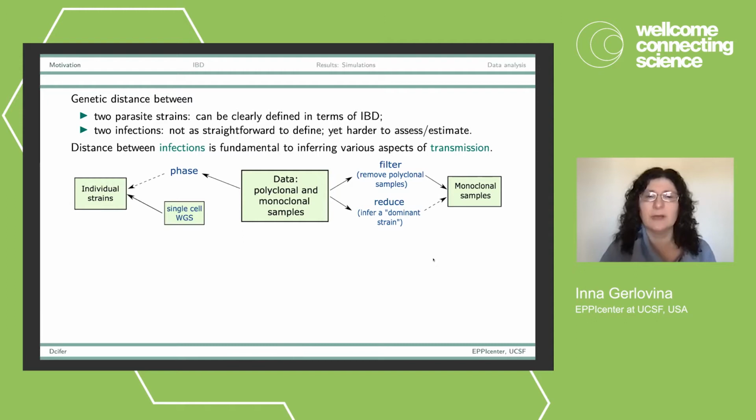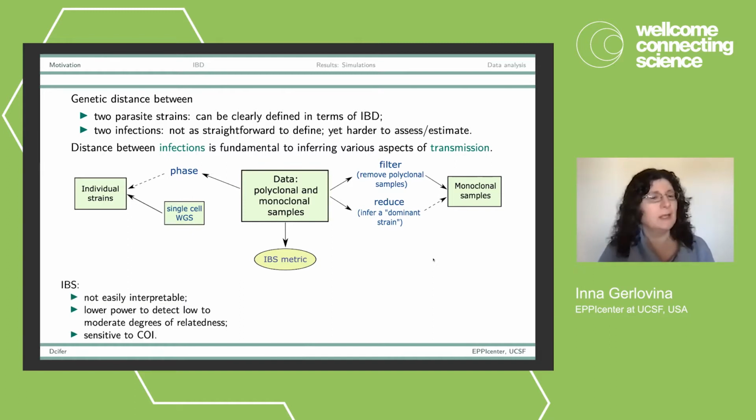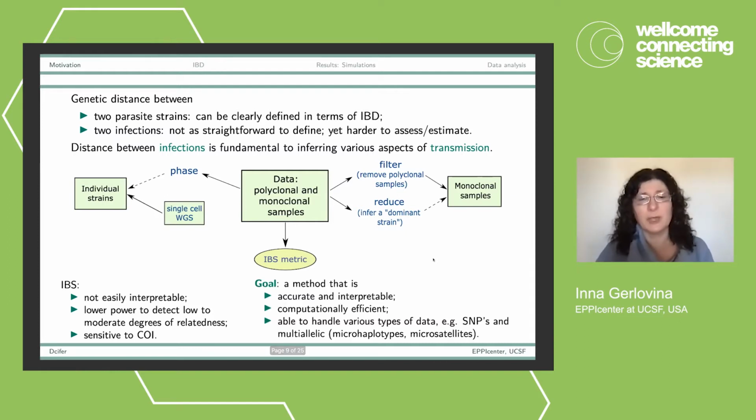Here I want to mention the gold standard for these, single cell whole genome sequencing. Another approach would be to use some identity by state metric, which doesn't care if it's monoclonal or polyclonal, but comes with its own shortcomings: not easily interpretable, lower power to detect lower degrees of relatedness, sensitive to complexity of infection. So we would like to have a method that is accurate and interpretable, computationally efficient, and can handle biallelic SNPs or multi-allelic data.